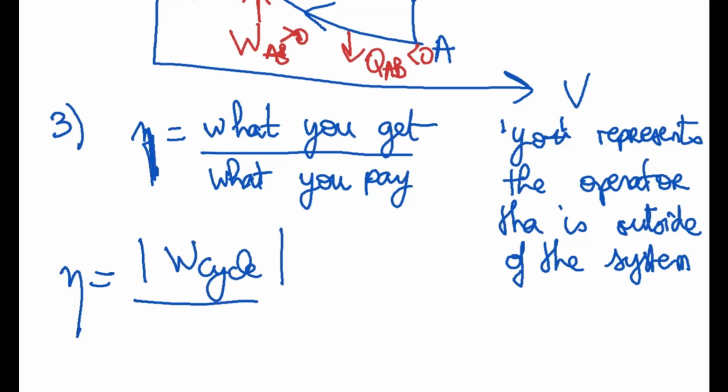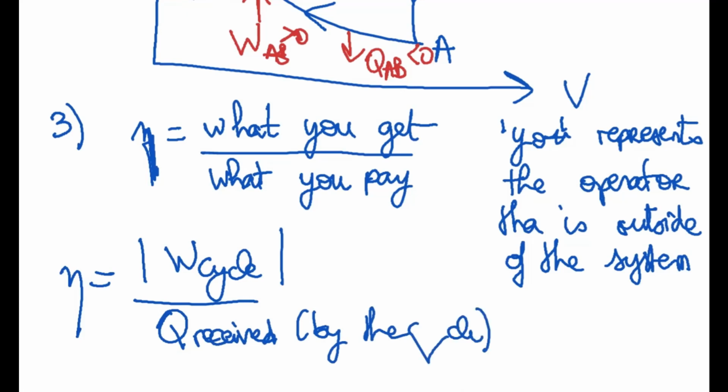over what you had to pay, and what you had to pay is the combustion that you made in the beginning of the process, and this is something that is received by the cycle. So this is the heat that is positive for the cycle, so we are going to call it Q received by the cycle. Okay, this is supposed to be cycle. I'm just going to write it again. Anyways, okay, so let's continue.